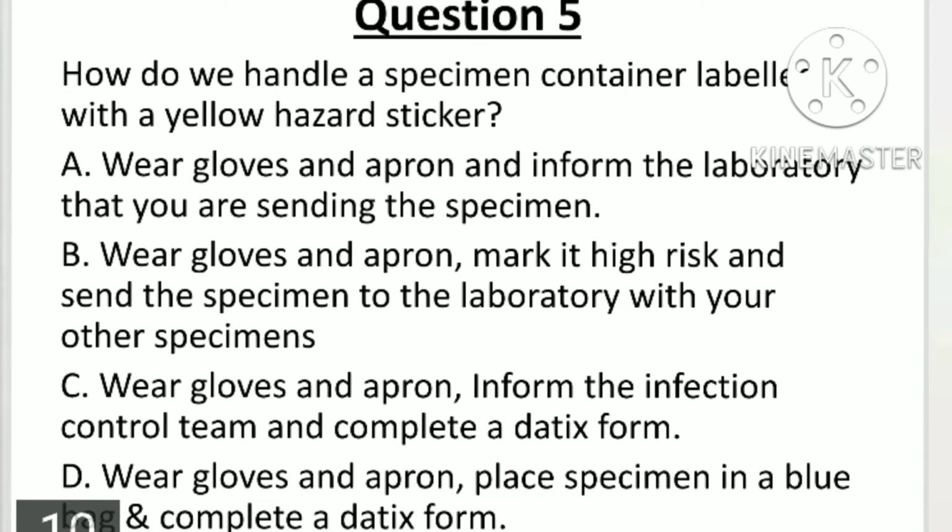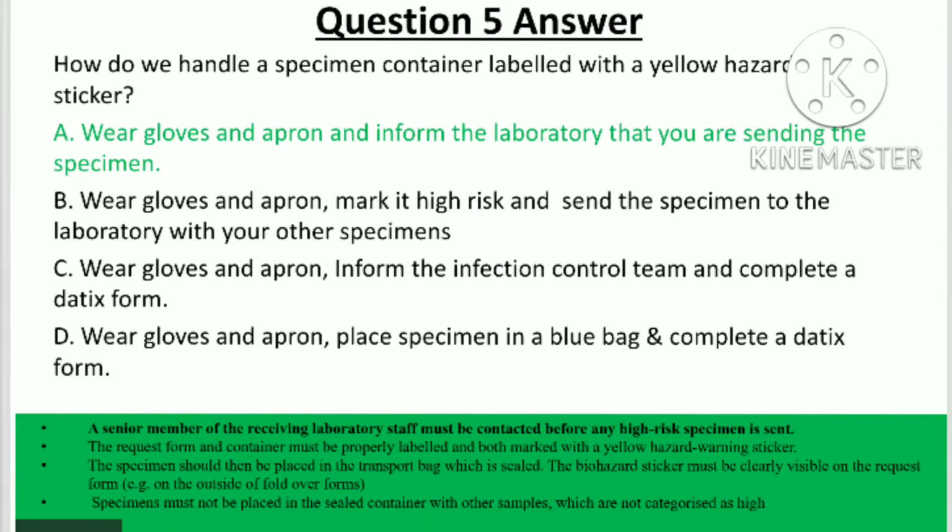So which is the right option? Let's see. DATIX form means that is like incident reporting only, the risk management system they are using in the NHS. So the answer option is A, wear gloves and apron and inform the laboratory that you are sending the specimen. The reason is given below. You can just pause and read and learn it.